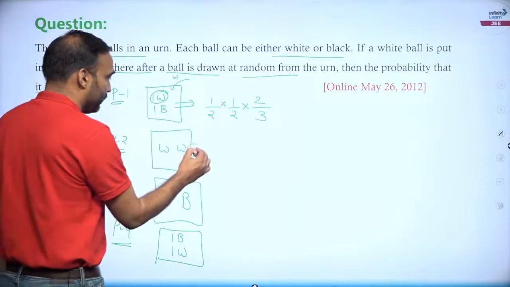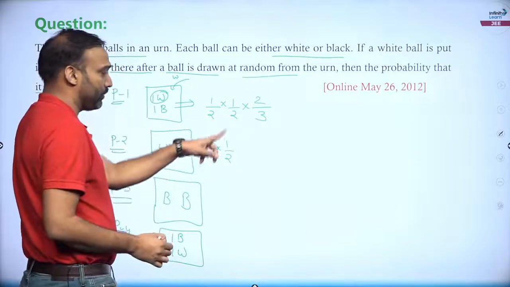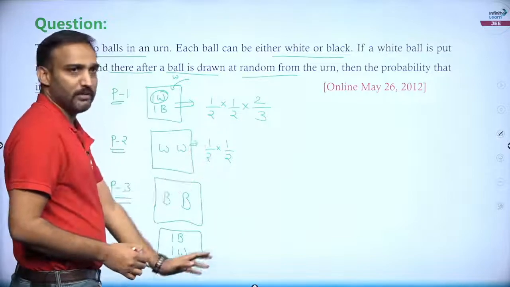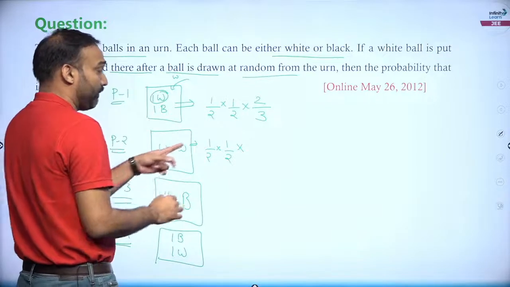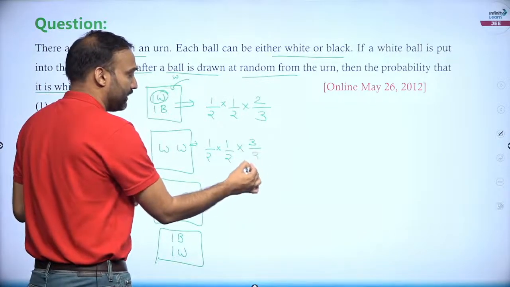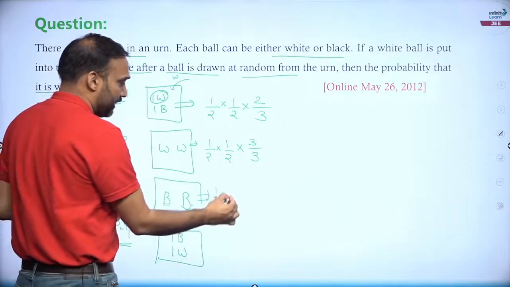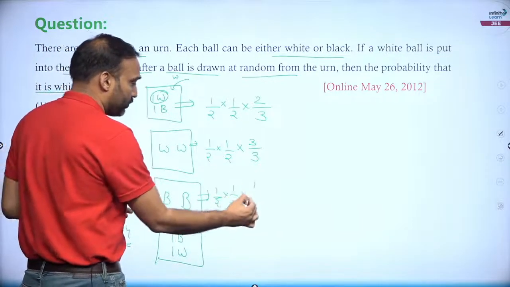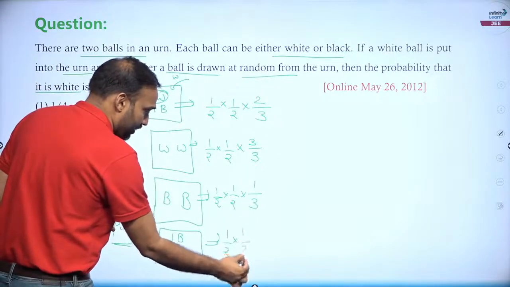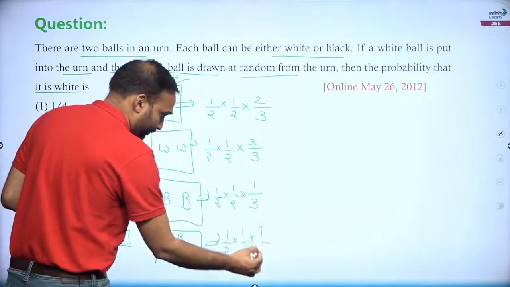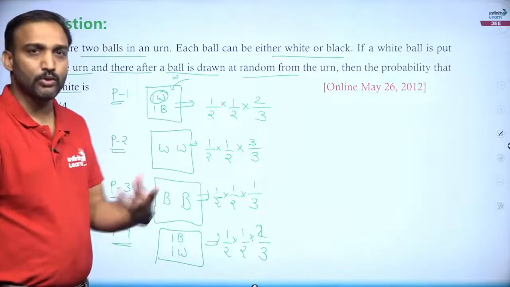Now possibility 2: 1 by 2 for the first ball to be white, for the second ball to be white is 1 by 2. This 1 by 2 into 1 by 2 will always be there in all the 4 cases. Into, you have added 1 white ball, becomes 3 white. So 3 upon 3, that is the probability. This is half into half. You have added 1 white ball, so half into half, 2 by 3, sorry. Because if you add 1 white ball, it becomes 2 white balls.